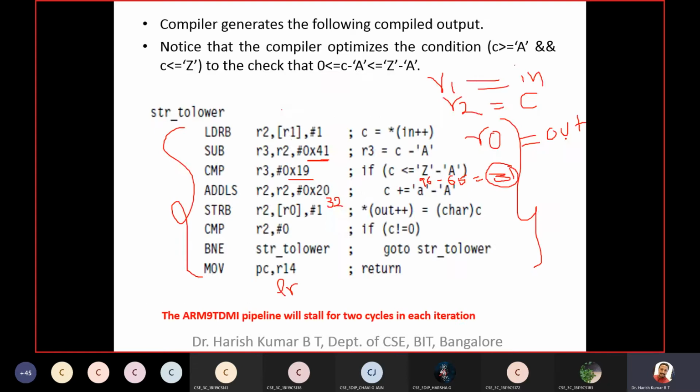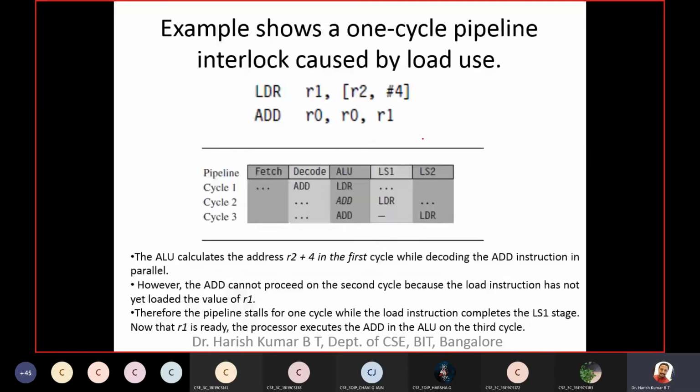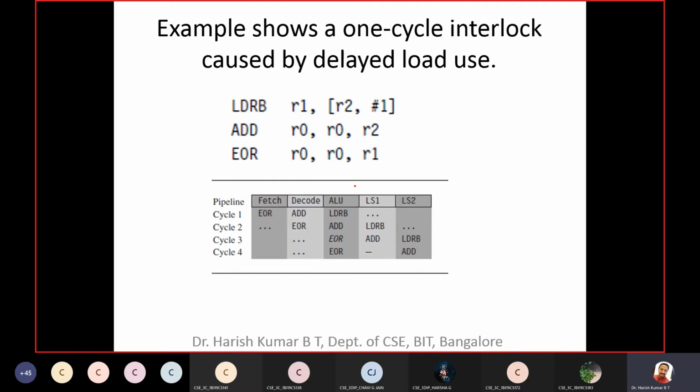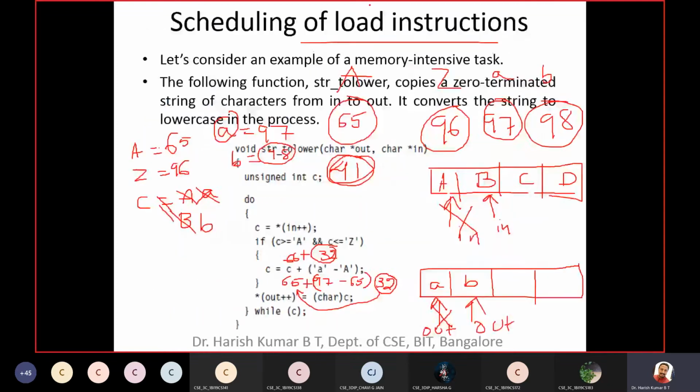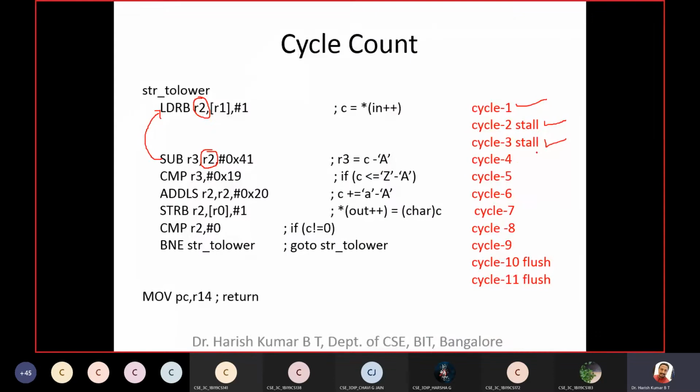Why? Because we have already understood this. So 2 cycles stall. In that example, instead of an add instruction, we have a subtract instruction, which is immediately dependent on the load instruction. So 2 cycles stall. We are focusing only on the load instruction, and we assume all other instructions execute in the subsequent clock cycles. So only the subtract instruction has to stall for 2 cycles after LDRB is executed.